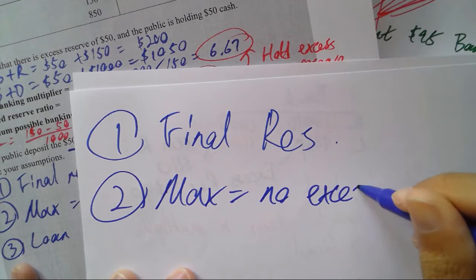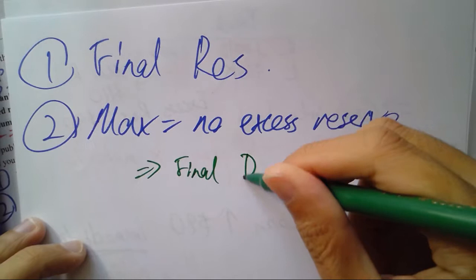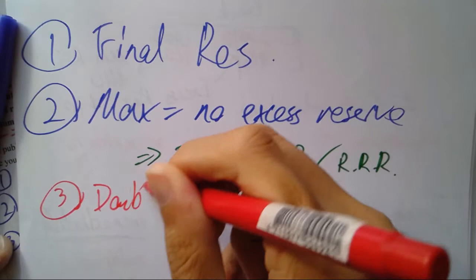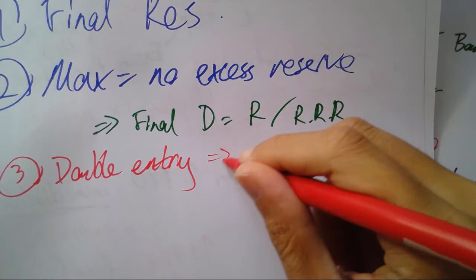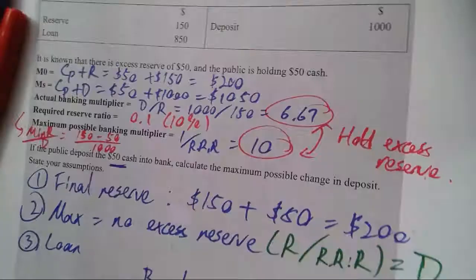Therefore, the final deposit equals reserve divided by RRR. And finally, step number three, by double entry, then we can calculate our loan. This is the step we follow. Write it down, since we will keep using it.